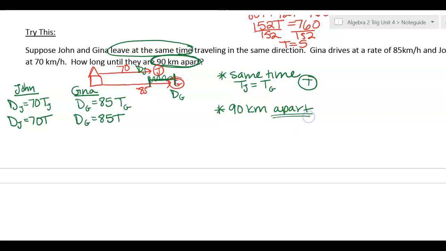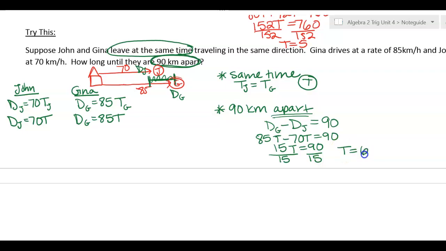So apart in this case would be the faster person minus the slower person, because that would tell us how much ahead of him she is. And we want her to be 90 kilometers ahead of him. And so now, just like last time, I can substitute in, and it will help me because then I'll only have one variable. So this will say 85t minus 70t equals 90, which is 15t equals 90. And when I divide that by 15, I get that t is equal to 6.